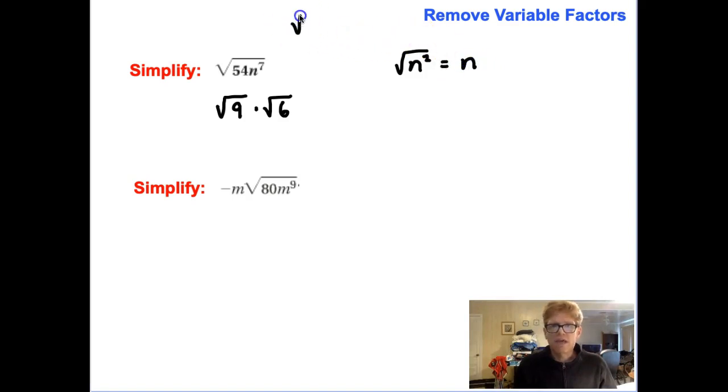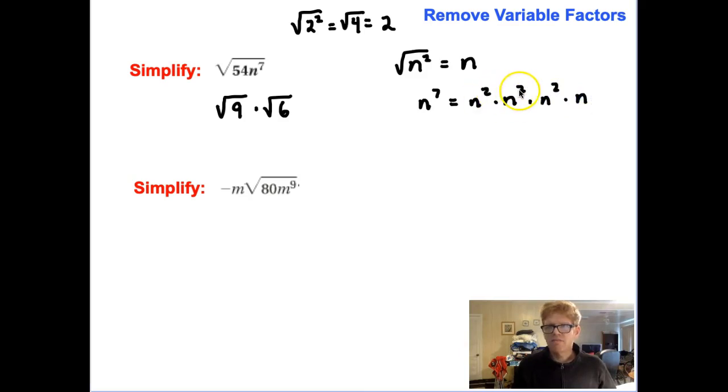Just like if we had the square root of 2 squared, well, 2 squared is 4. So that's equal to the square root of 4, which is equal to 2. So in this case, the square root of n squared is equal to n. But we don't just have n squared, we have n to the 7th. We will recognize that n to the 7th is actually the same as n squared times n squared times n squared times n. So we have n to the 2nd plus the 2nd plus the 2nd plus 1 gives us a total of n to the 7th.